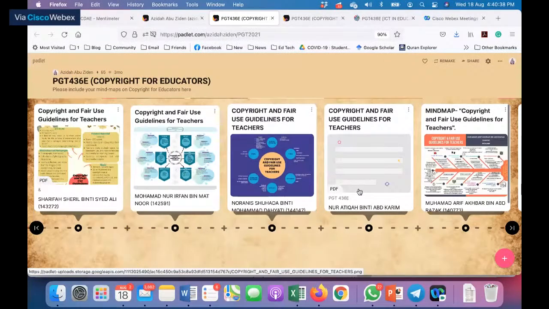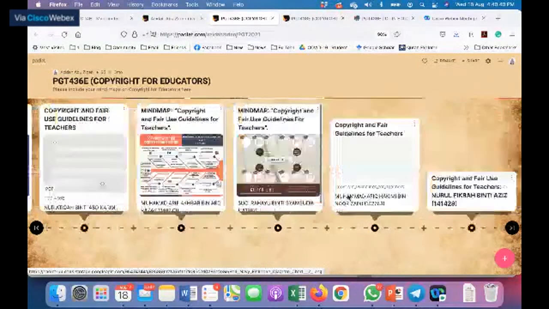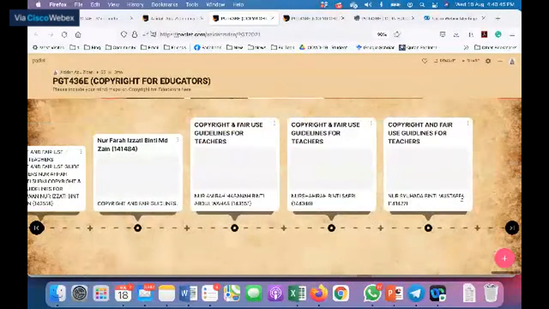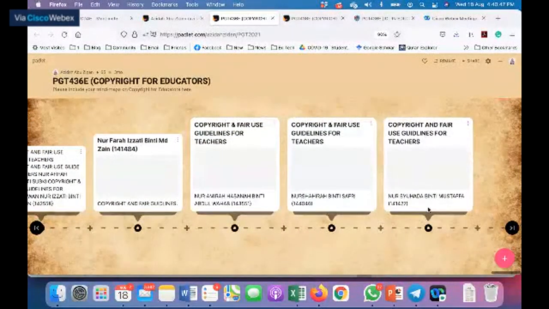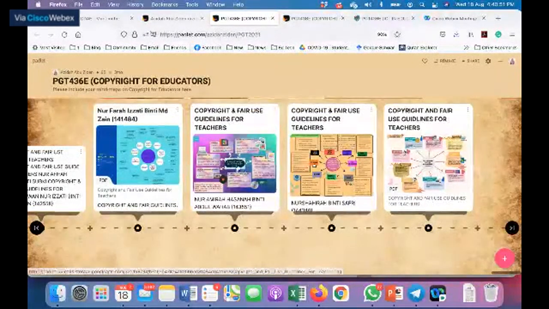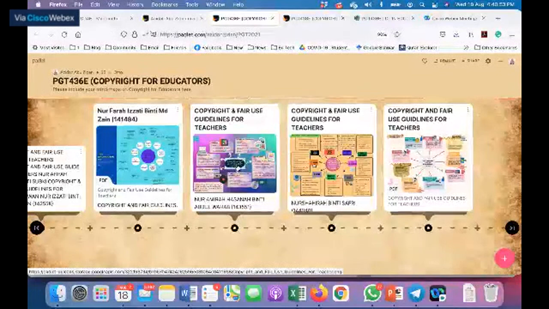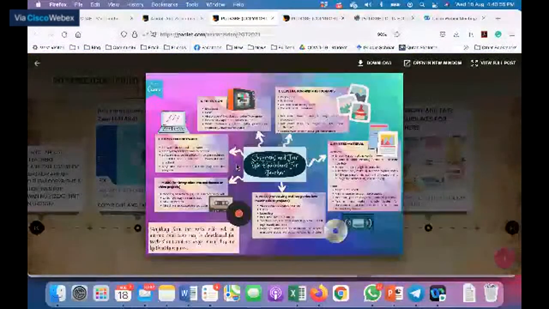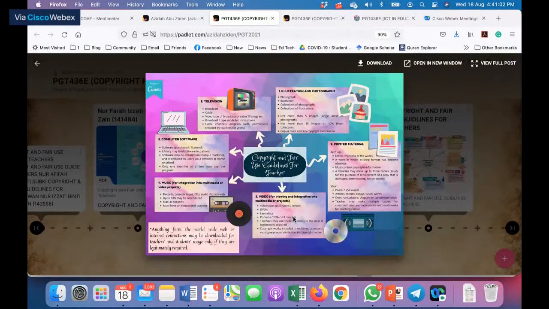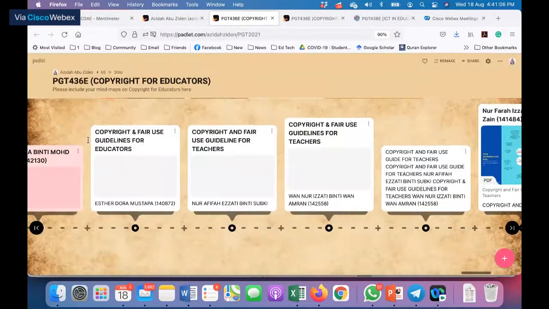So if I use this particular setup, I'll know who will be the last. Yang last kali berada di hujung belah kanan ni. So Nushuhada Mustafa orang yang last kali hantar this particular assignment. So they can see what other people do. And then these are the mind maps produced from a website, on copyright for educators. So it is easier for me to review what they are doing.